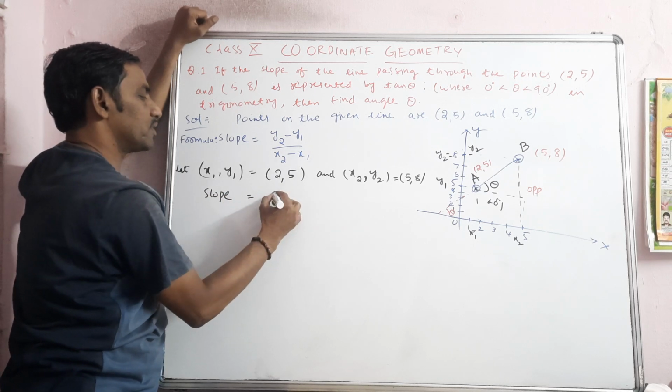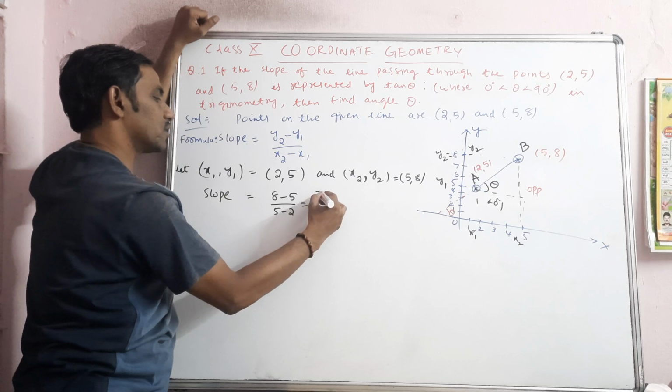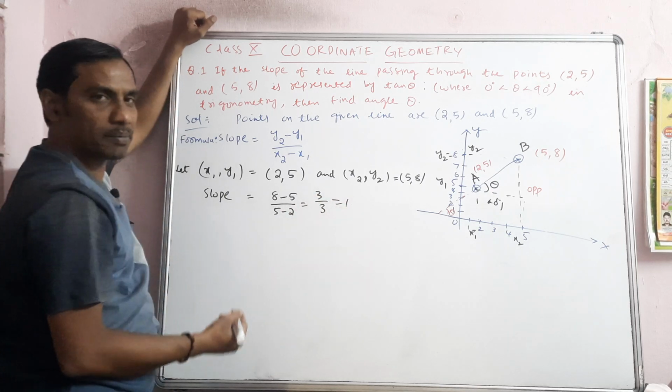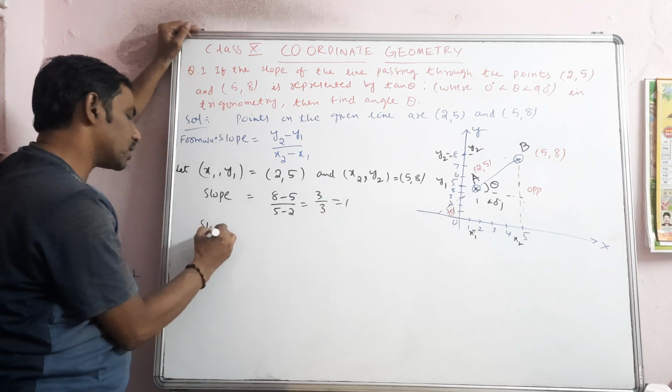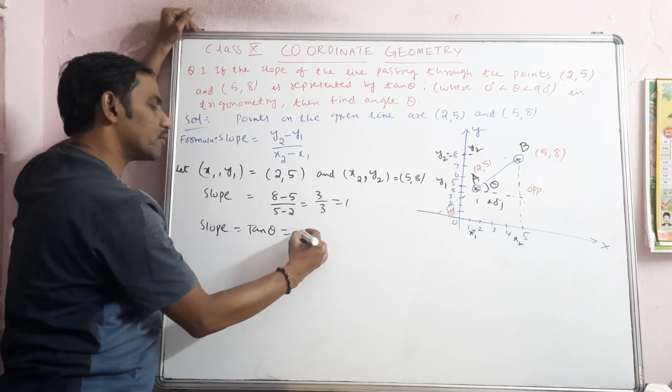What is (y2 minus y1) by (x2 minus x1)? That is 8 minus 5 by 5 minus 2. So you are getting 3 by 3, which is equal to 1. But actually the slope of a line is nothing but tan theta. So tan theta is equal to 1.